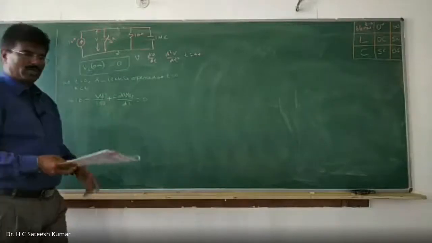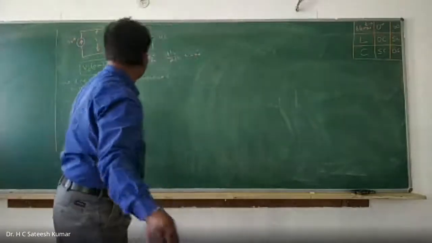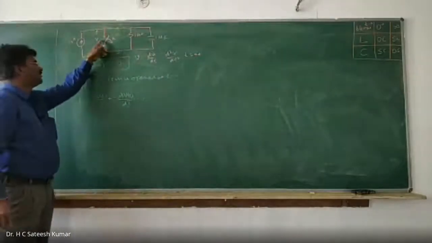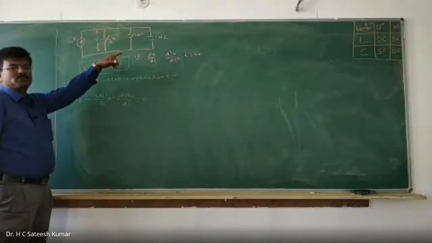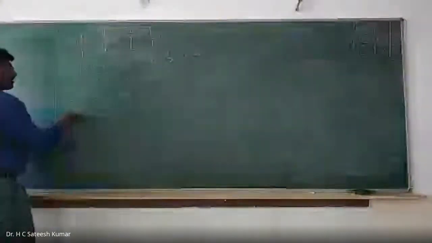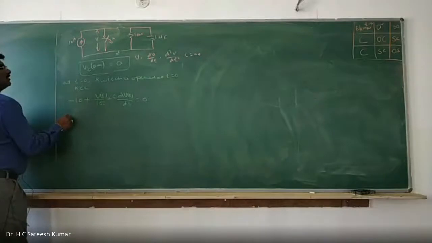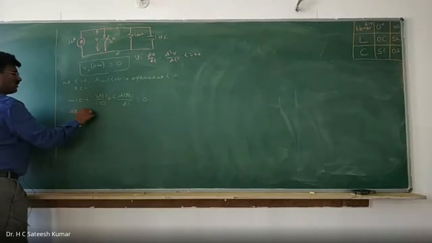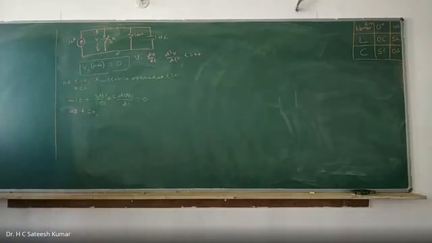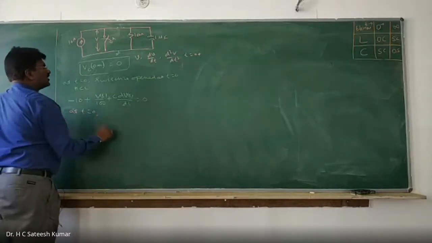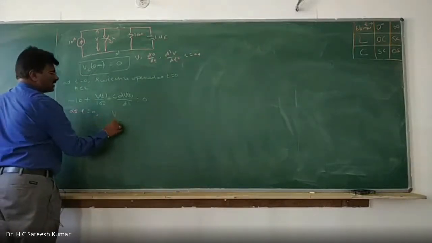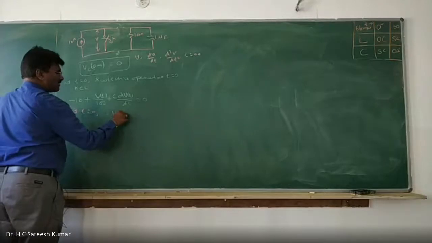Right. So now, once the switch is opened, the capacitor is unable to respond very fast. Therefore, what will happen? After switching is open, at t equal to 0 plus, the capacitor is unable to respond very fast. Therefore, we are going to get Vc(0+), which is equal to V(0+).